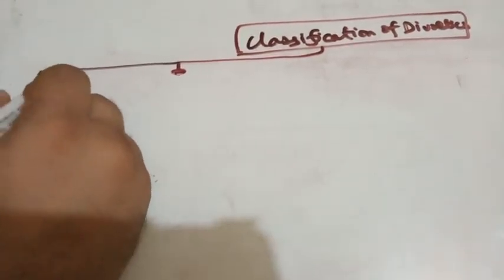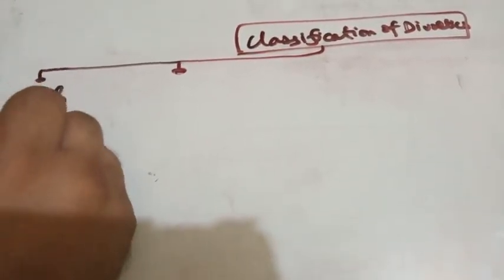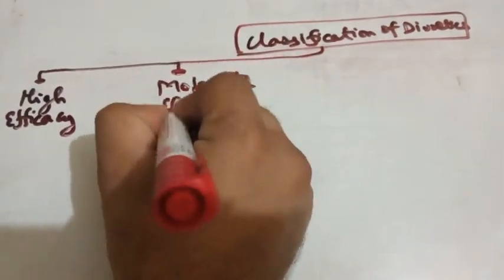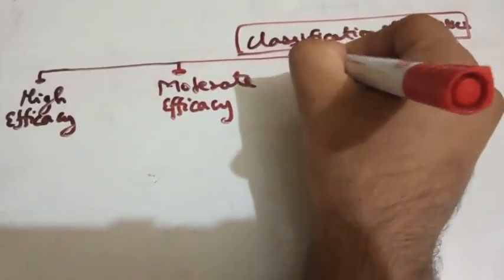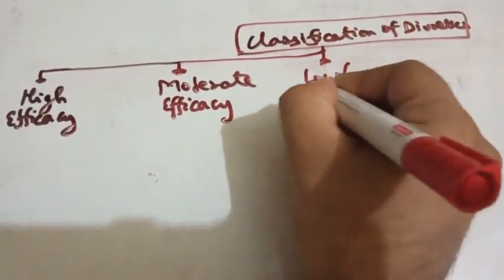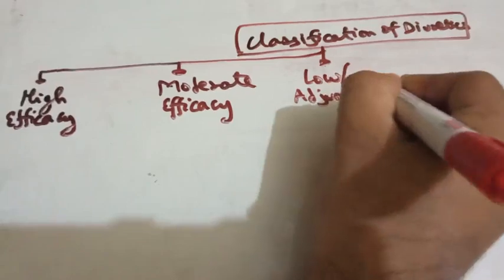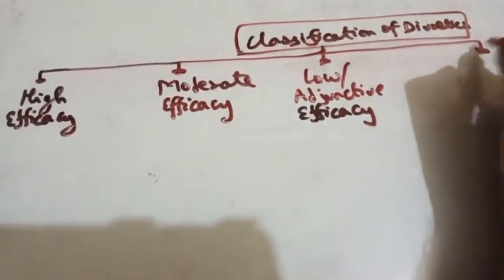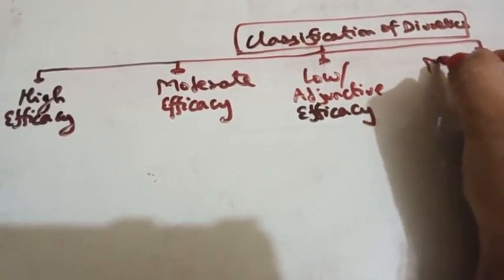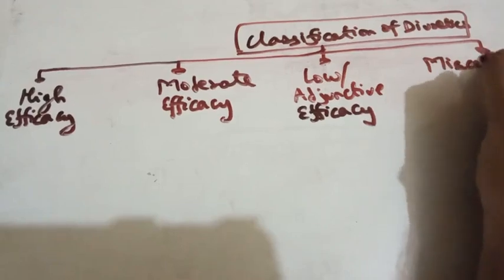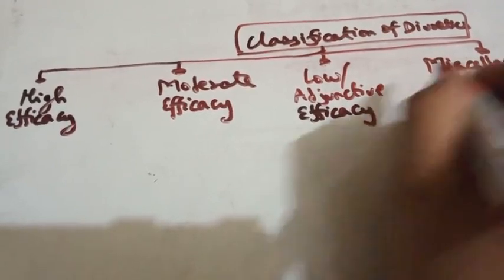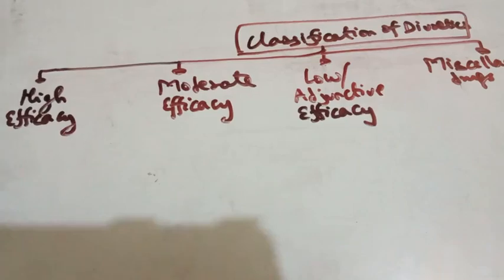First is called high efficacy diuretics. Second are moderate efficacy. Third are low efficacy or adjunctive efficacy. And the fourth and last type of diuretics are miscellaneous. So these are the four different classes of diuretics.